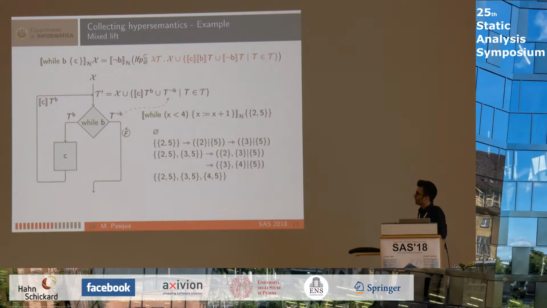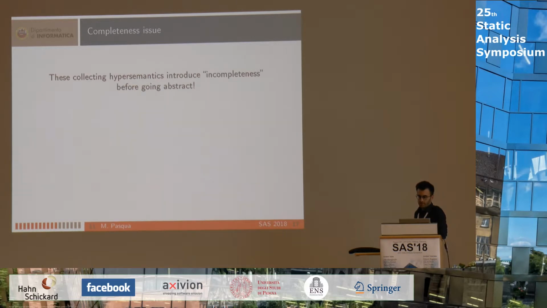So basically, you can see in this example that the iterations of the loop are monotone. And finally, we apply the hypersemantics for the Boolean guard to the negation of the condition, which is the lift of the standard Boolean semantics. Here we have 2 and 5 goes to 5, 3 and 5 goes to 5, and 4 and 5 goes to 4 and 5. As we can see, this semantics is correct because it contains the collecting semantics. So we have that collecting hypersemantics introduces incompleteness. This is quite strange because usually the incompleteness is due to the abstract domain. Here we have incompleteness in the concrete.